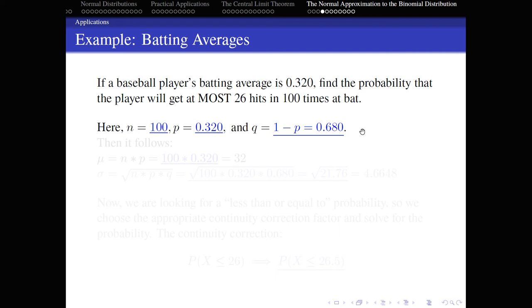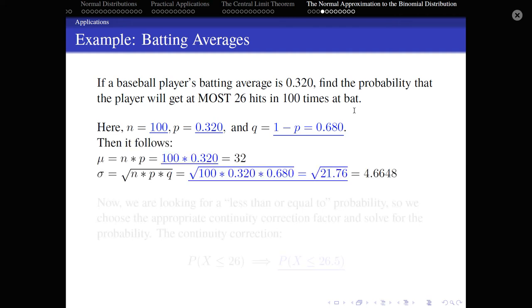And then the probability of failing is 0.68. We can calculate our mean and our standard deviation, pretty straightforward. Now this is stuff that we did in the last chapter, so please review that if you're confused as to where these are coming from. And now what we're going to do is use the normal approximation to try to find this probability of getting at most 26.